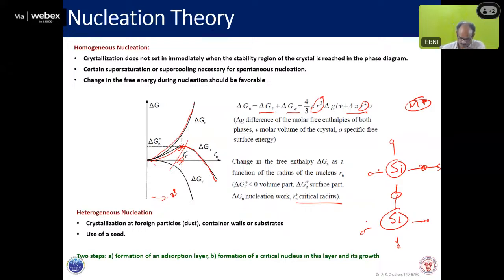So now we have two steps: one is the formation of an absorption layer and formation of a critical nucleus, and then its growth.